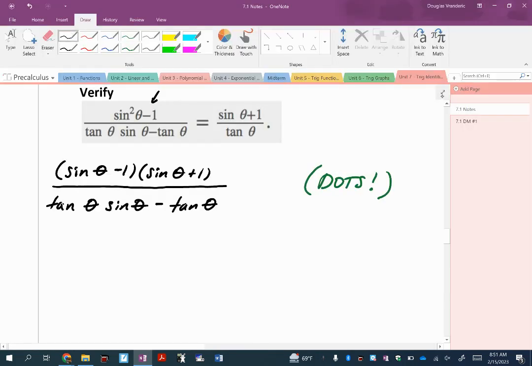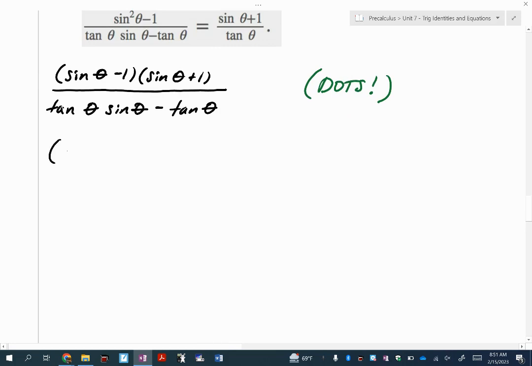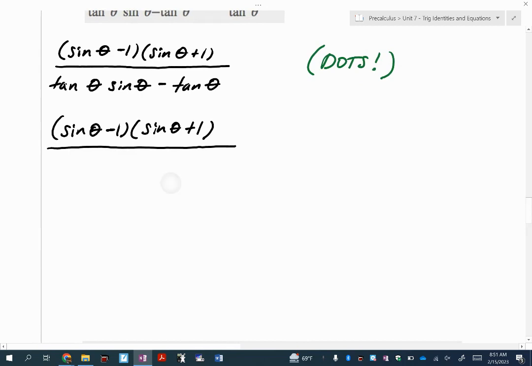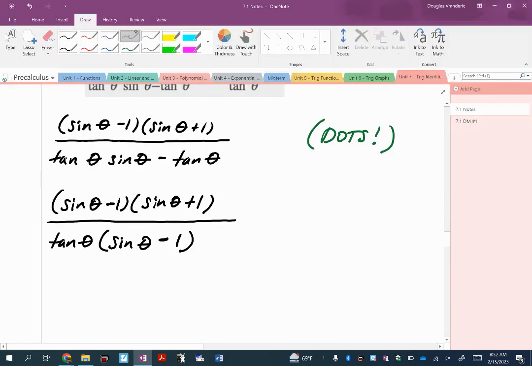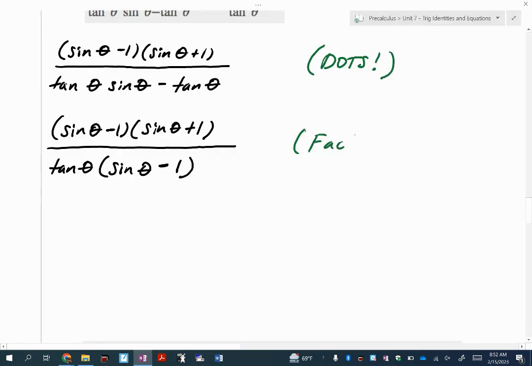Now, the numerator is going to stay how it is, but I'm going to factor out something in common in the denominator. And if you look in the denominator, you should notice that we have tangent in both terms. So I'm going to factor out tangent of theta, right? And then when I divide tangent of theta from both those terms, I'm left with sine of theta, and then minus tangent of theta divided by tangent of theta is actually minus 1. All right, so I'll put my work here is factor out tangent of theta.